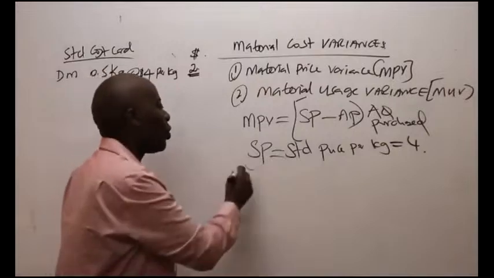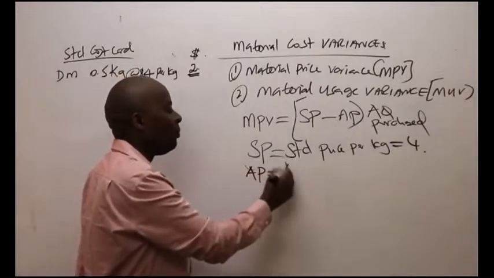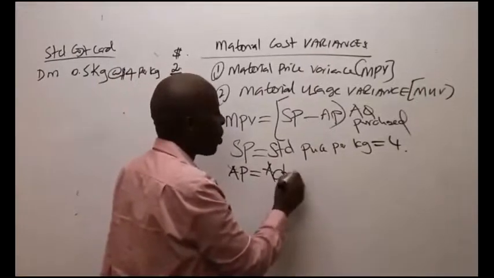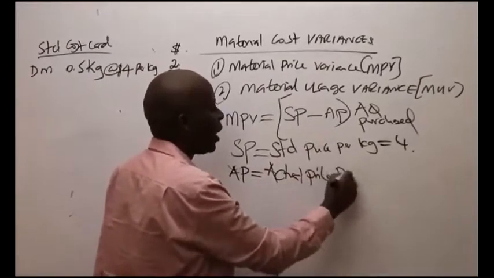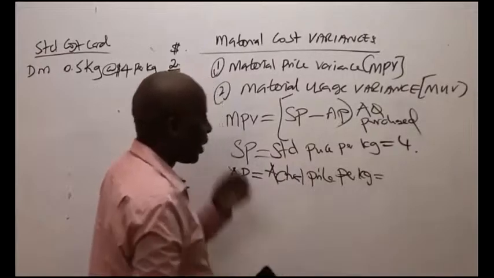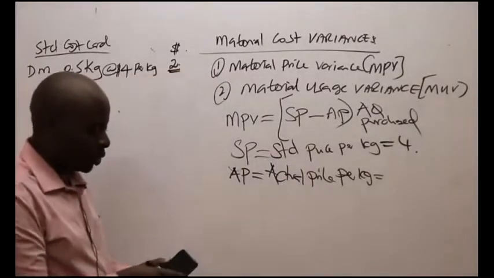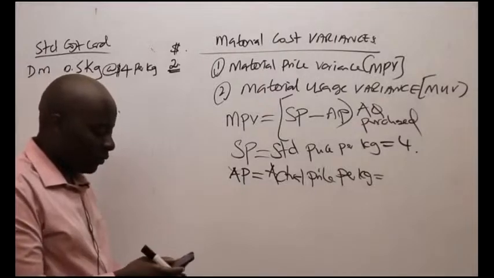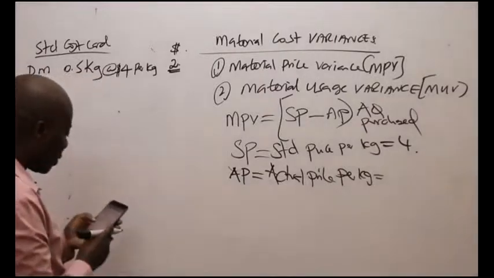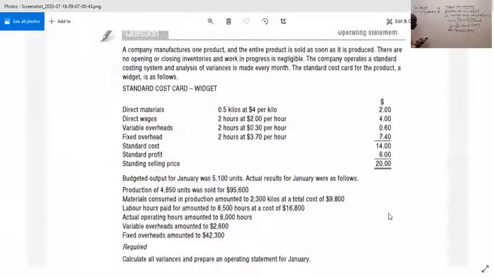So then go straight away to the actual information and pick for us. This AP is actual price per kilogram. If you look at the pinned question, go to the actual information, which is given after the standard cost card table. They are telling us budgeted output for January was 5,100 units. And then we have the actual results for January were as follows.